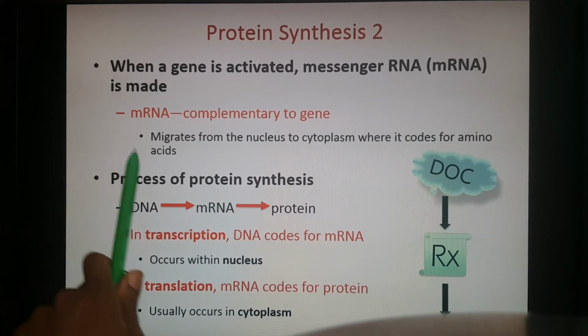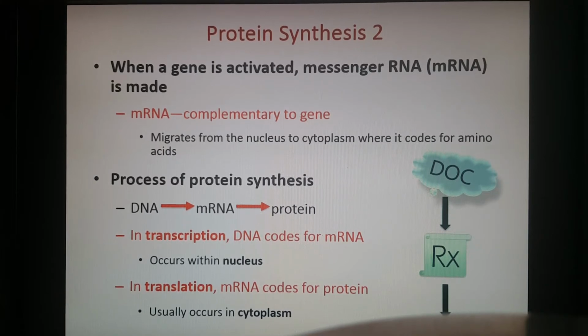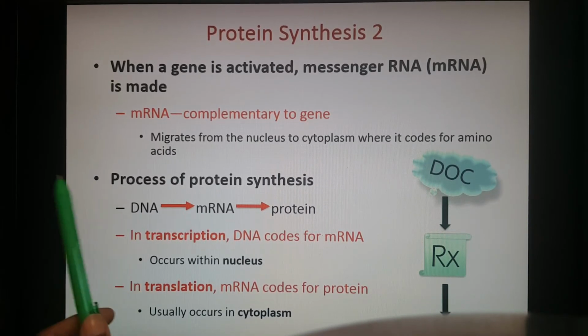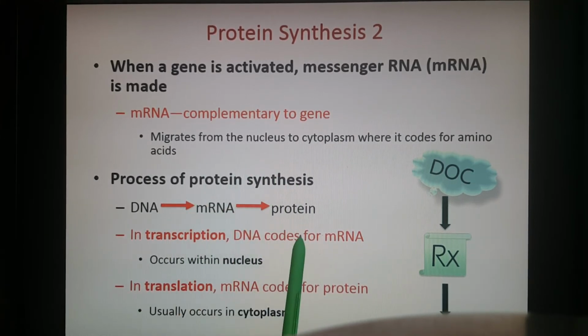So your mRNA is going to move from the nucleus into the cytoplasm where you're going to make your proteins. So your process of protein synthesis is going from your DNA to make your mRNA copy of just that gene, so not the whole DNA, just the gene that you're going to make your protein from. And then from this mRNA, you're going to make your protein, so coding for the different amino acids to make up that protein. So the process goes from DNA to mRNA, which is called transcription, and that occurs within the nucleus. The next step, mRNA to protein, that's called translation. That occurs in the cytoplasm.